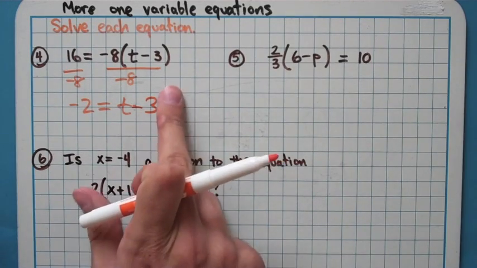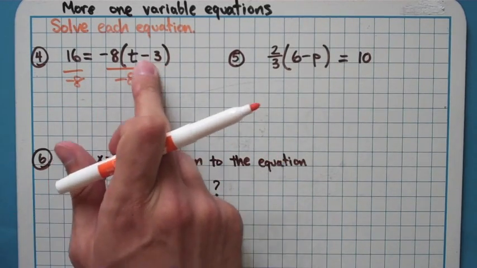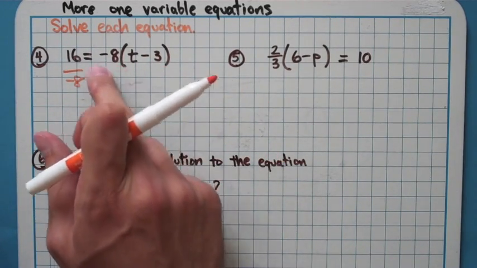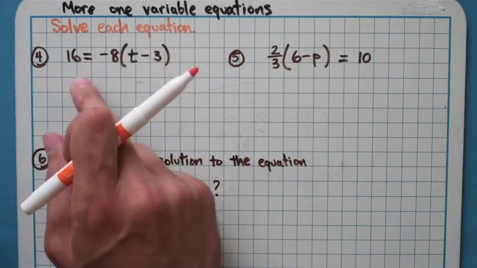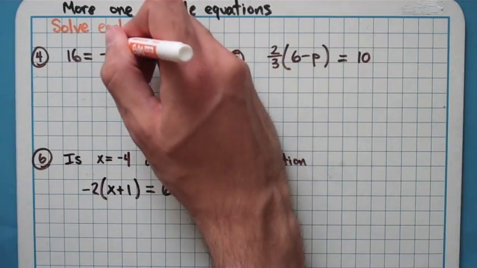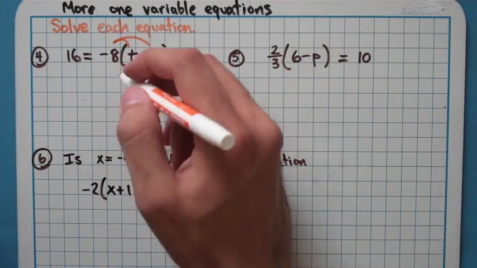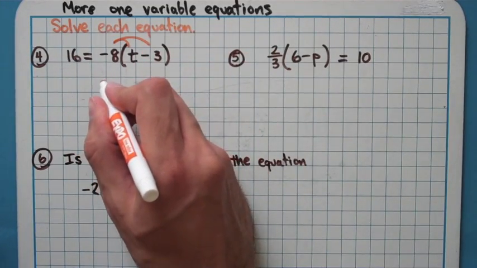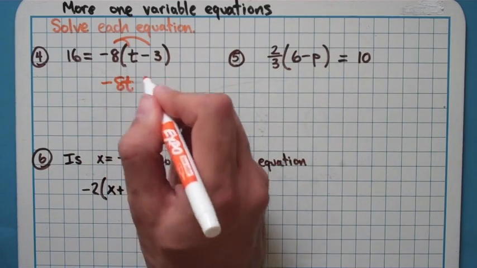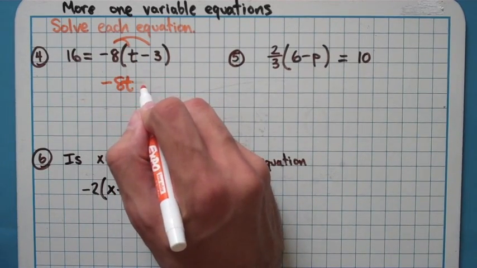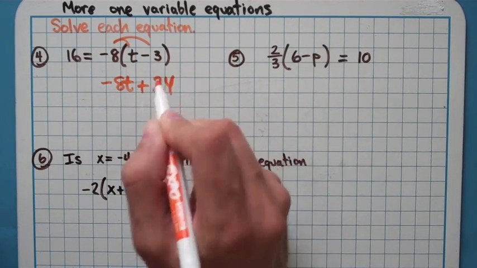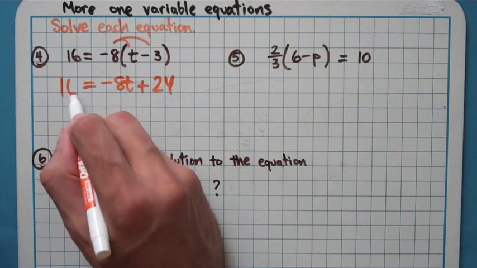But I'm going to go about this problem a different way, because it's the way I find that kids usually prefer to do this problem. If you liked that first method, great. That works perfectly. But I'm guessing a lot of people probably would have wanted to distribute here. It's kind of a natural thing that people like to do with problems when they see parentheses. So you get -8t. -8 times -3 is a positive 24. And that's equal to 16.